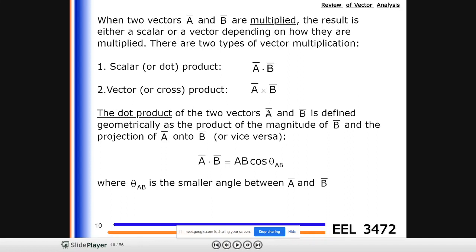The dot product of the two vectors, A vector and B vector, is defined geometrically as the product of the magnitude of B vector and the projection of A vector onto B vector. So the formula is written here: A vector dot B vector is equal to AB cos theta. Here A is the magnitude of A vector, B is the magnitude of B vector. Cos theta. Now, anyone tell me what is theta?